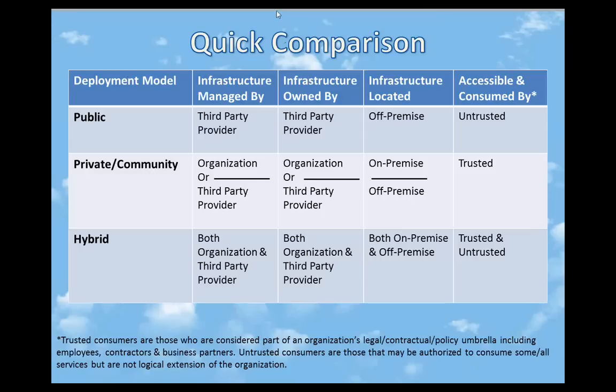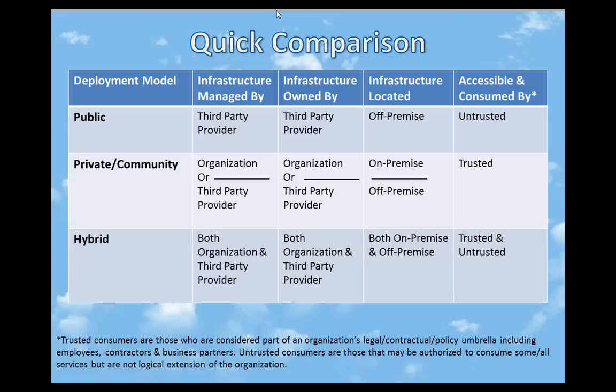Okay, great, thanks. So as I said, trusted and untrusted, I've marked it as a star. Untrusted consumers are those that may be authorized to consume some or all services but are not a logical extension of the organization. So these would be the points you need to consider when I talk about untrusted and trusted. If I talk about the private or the community kind of deployment model, in this scenario, infrastructure is managed by the organization or a third-party provider. If it's private, it can be in-house, managed by the organization itself. Or if it's outsourced, then the third party would be the owner.